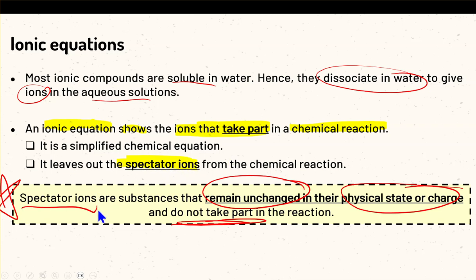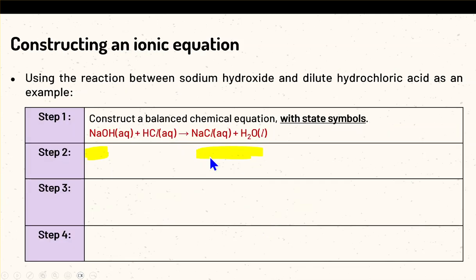So what are spectator ions? Spectator ions are substances that remain unchanged in their physical state or charge and do not take part in the reaction. So we'll see some examples.